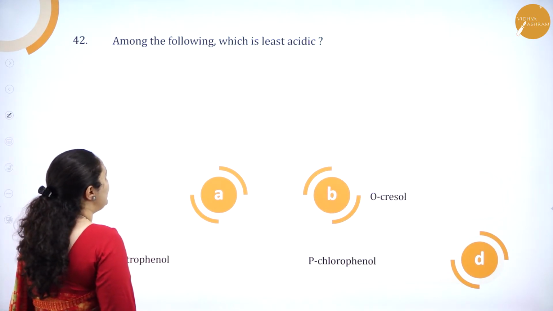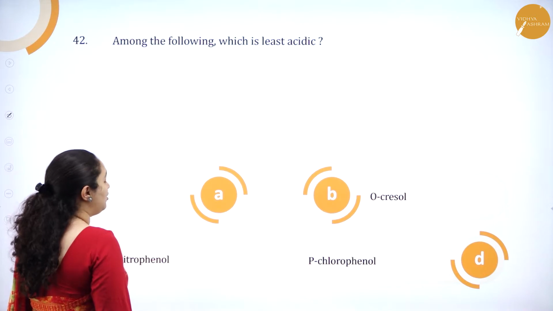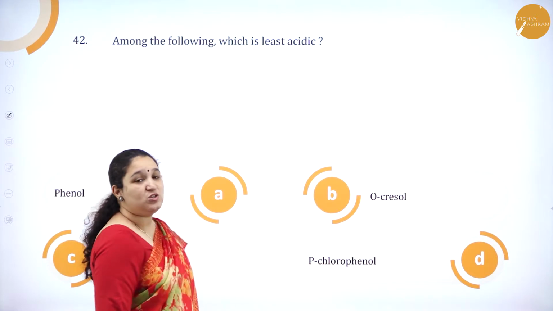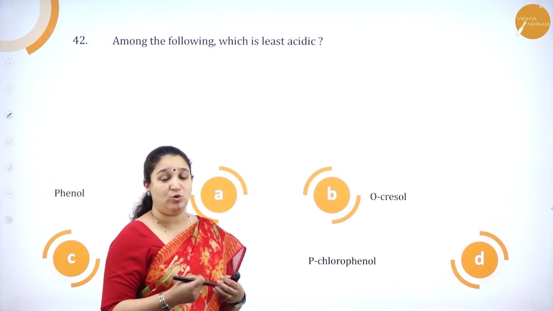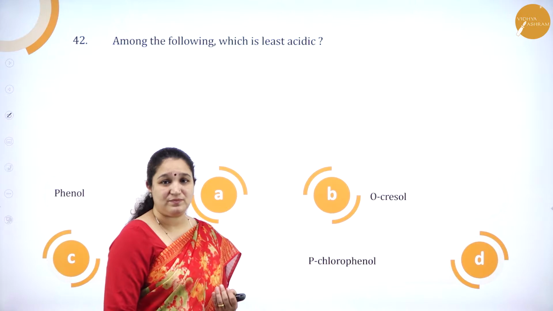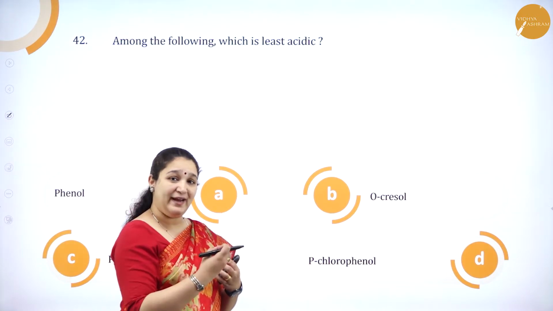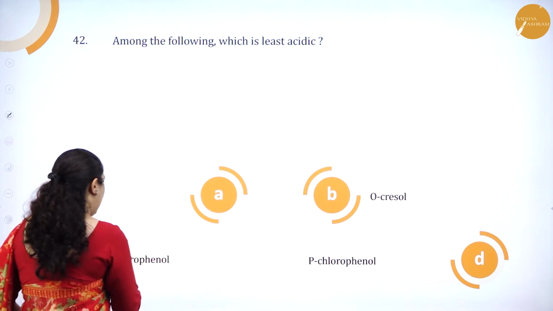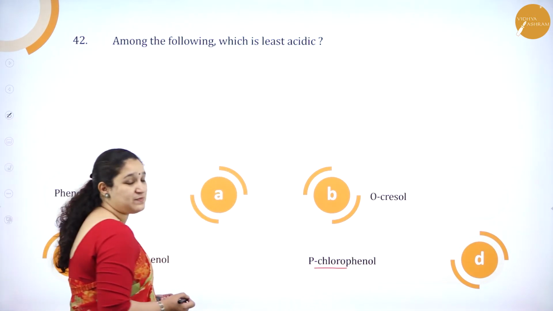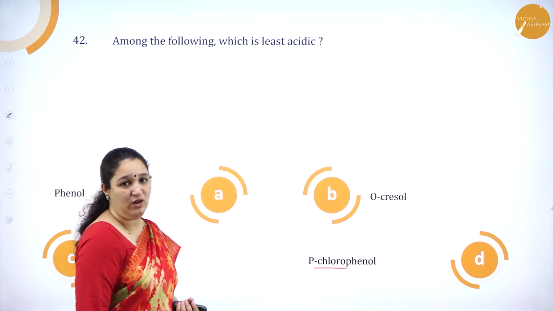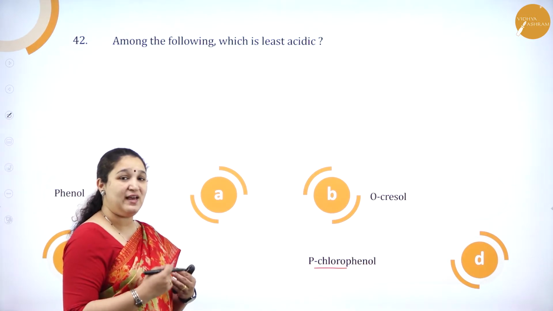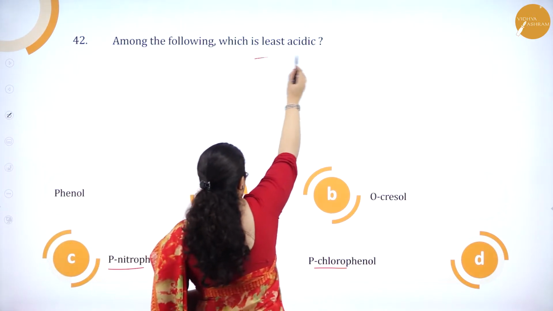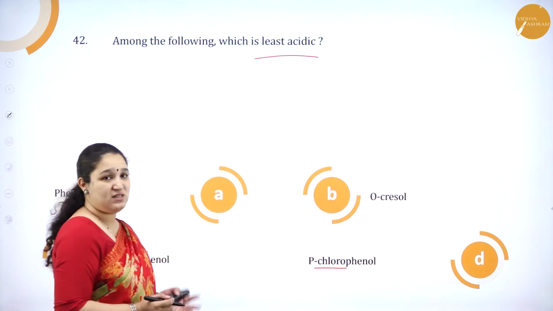Among the following, which is least acidic? Phenol, orthocresol, paranitrophenol, parachlorophenol. If there is an electron withdrawing group, acidity increases, and if there is an electron donating group, then the acidity will decrease. So if you see here, the nitro group and chloro group present in the para position of the phenol are electron withdrawing groups and the acidity will be more. So they are asking us which is least acidic. So option C and D are ruled out.